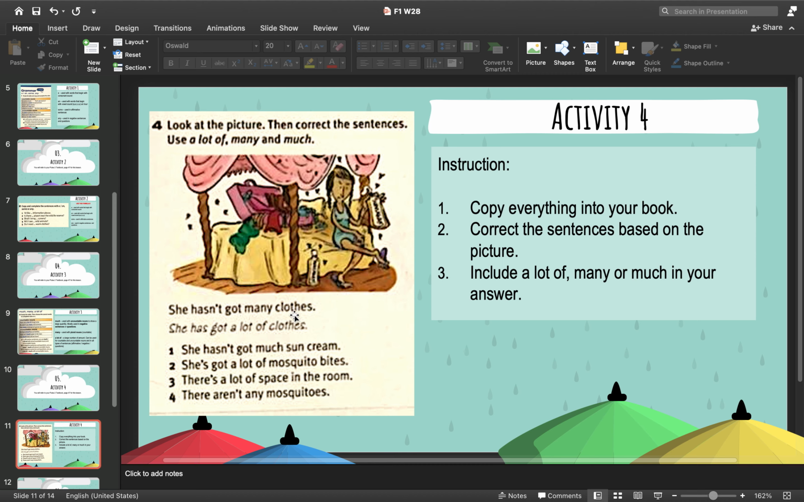Dia tak ada baju yang banyak. Tapi tengok gambar ni, baju dia banyak kan? So, she has got a lot of clothes. Okay? Kamu betulkan ayat ni dan juga kamu pakai a lot of ataupun many ataupun much dalam jawapan kamu. Pilih satu sahaja. Tapi, kena tukar ayat tu, betulkan ayat tu. Okay?